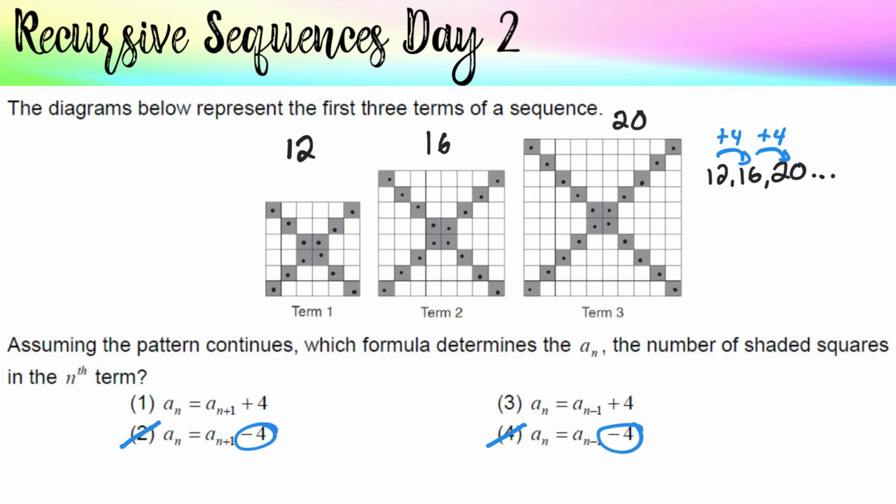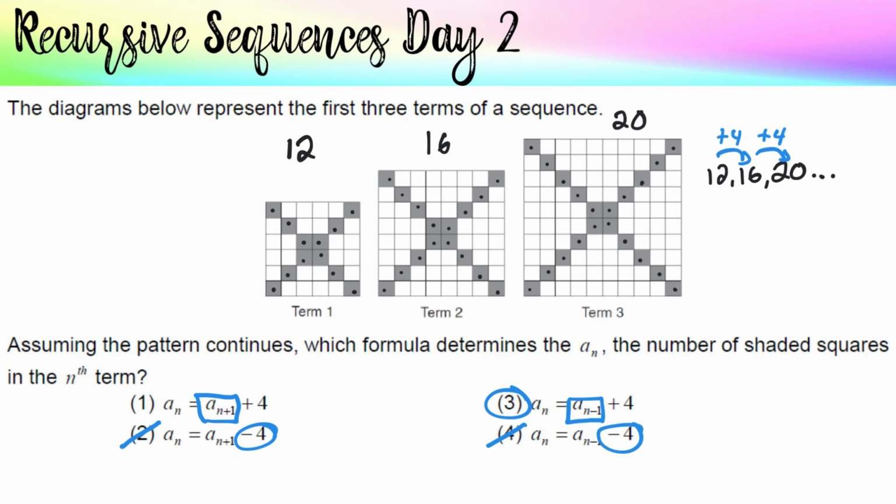Now, the difference between these two has to do with the subscript notation. Here, see how it says n plus 1? That means it's the next term in the sequence that you're adding 4 to, but n minus 1 is the previous term. That's going to be our answer because remember, when you're doing a recursive sequence, you're always adding to the previous term. So the answer to this question would be choice 3.